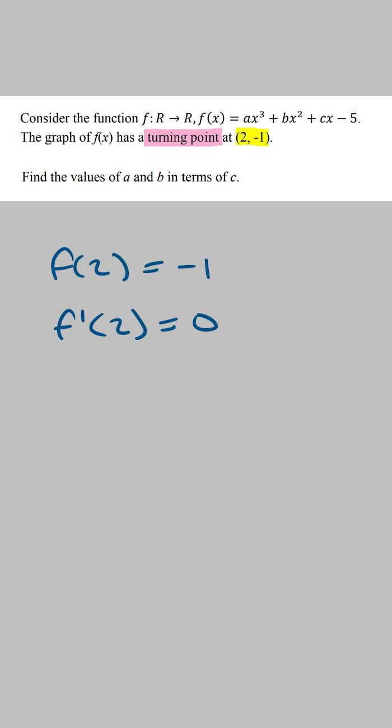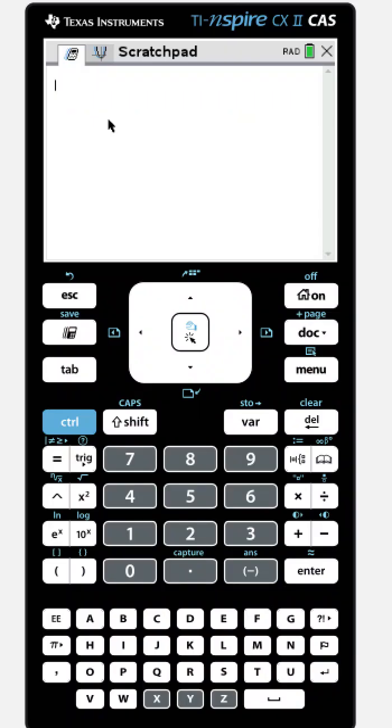From here we can set up the equations in the calculator and then solve for the values of a and b. The first thing you want to do is define the function f of x. Just keep in mind that you actually need to manually enter the multiplication sign between the letters and the variable x. To make the calculations easier, we're also going to define the derivative f dash of x, and we're going to call this d for derivative of f of x.